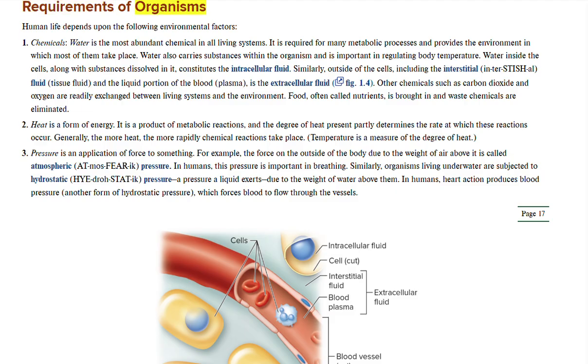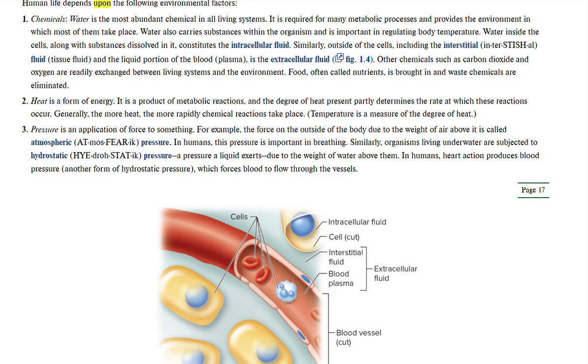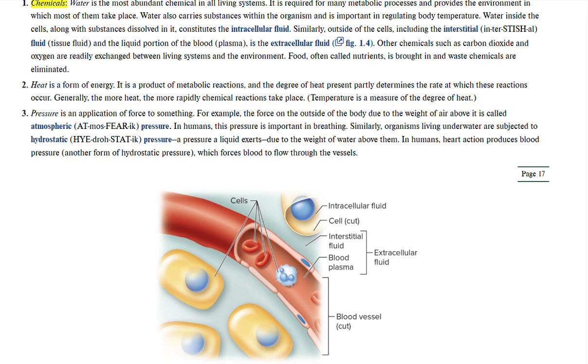Requirements of organisms. Human life depends upon the following environmental factors. Chemicals. Water is the most abundant chemical in all living systems. It is required for many metabolic processes and provides the environment in which most of them take place. Water also carries substances within the organism and is important in regulating body temperature. Water inside the cells, along with substances dissolved in it, constitutes the intracellular fluid. Similarly, outside of the cells, including the interstitial fluid, tissue fluid, and the liquid portion of the blood, plasma, is the extracellular fluid, Figure 1.4.